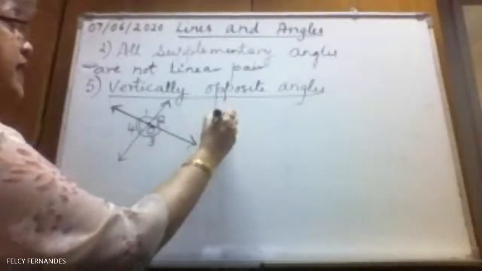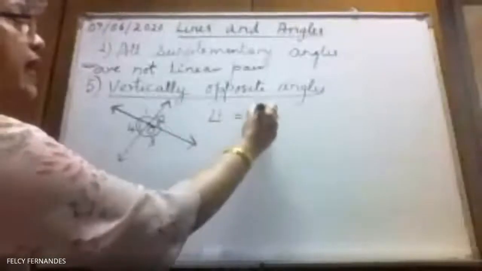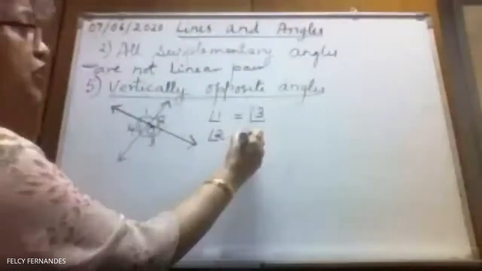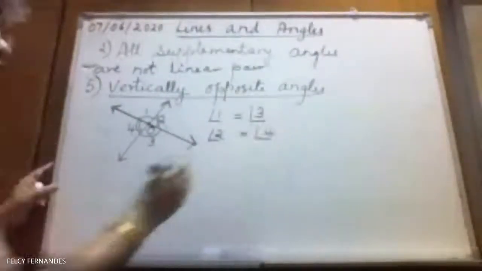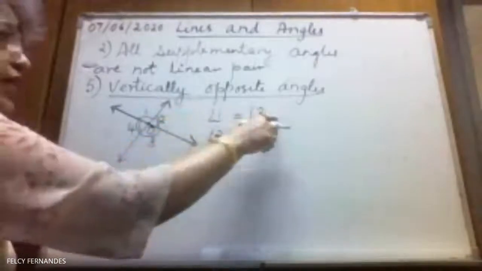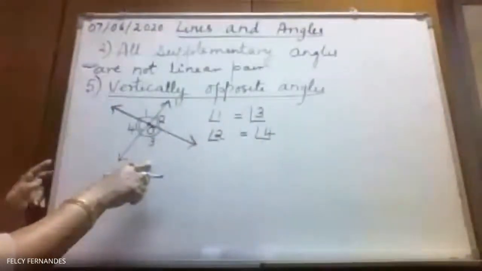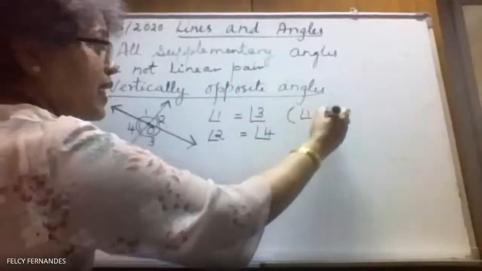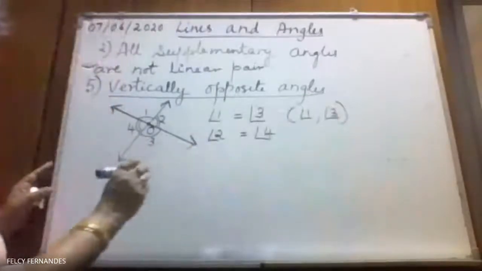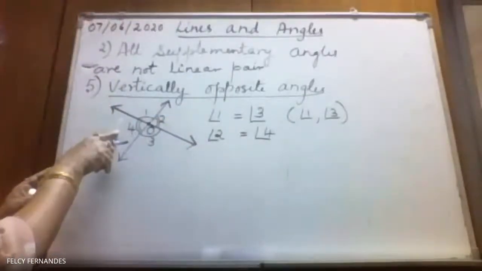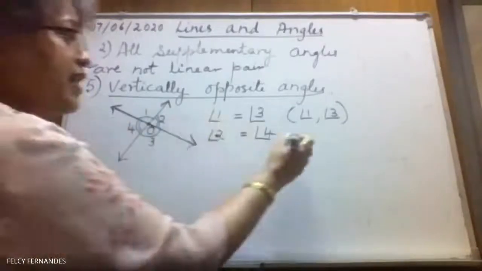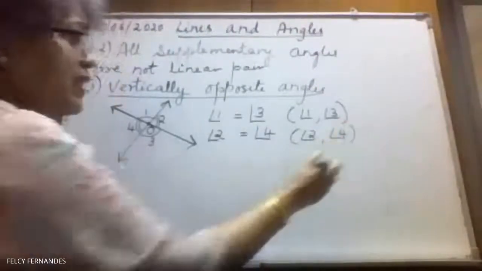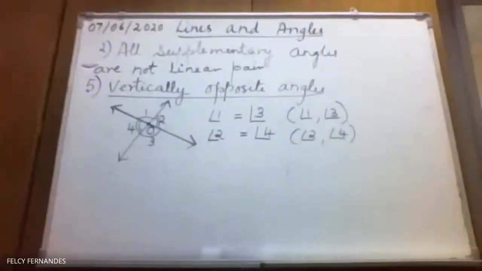So a pair is angle 1 and angle 3. Here I can say 2 and 4. Angle 2 measure should be equal to angle 4 measure. Then 1 and 3 is a pair of vertically opposite angles. So which is my pair of vertically opposite angles? Is 1 and 3. Same way, angle 2 and angle 4 measures are always equal. Therefore, my pair of vertically opposite angles is angle 2 and angle 4.